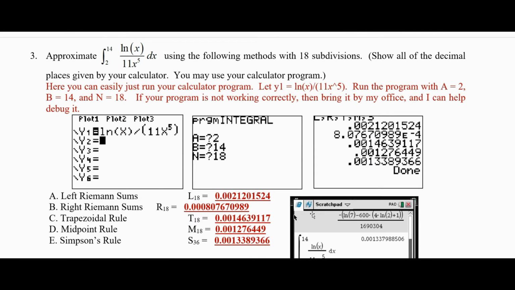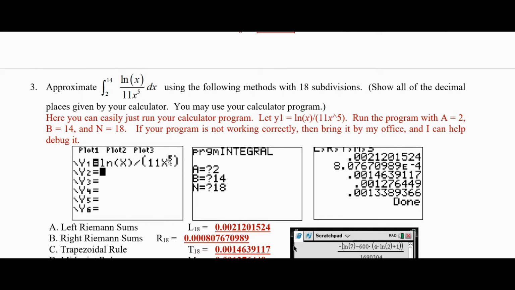The next one we want to approximate using 18 subdivisions, and this time we're going to use a calculator program to do this. The program that I wrote for the TI-84 is the program INTEGRAL. You put your formula into Y1 for your function, which I've done here. Watch the parentheses there, or use a horizontal fraction line. And then we run the program. It asks us for a, b, and n.